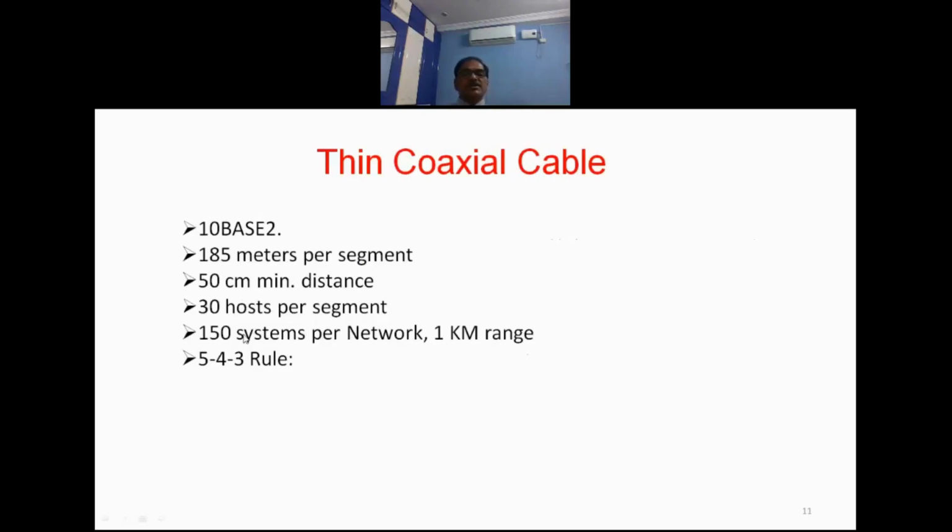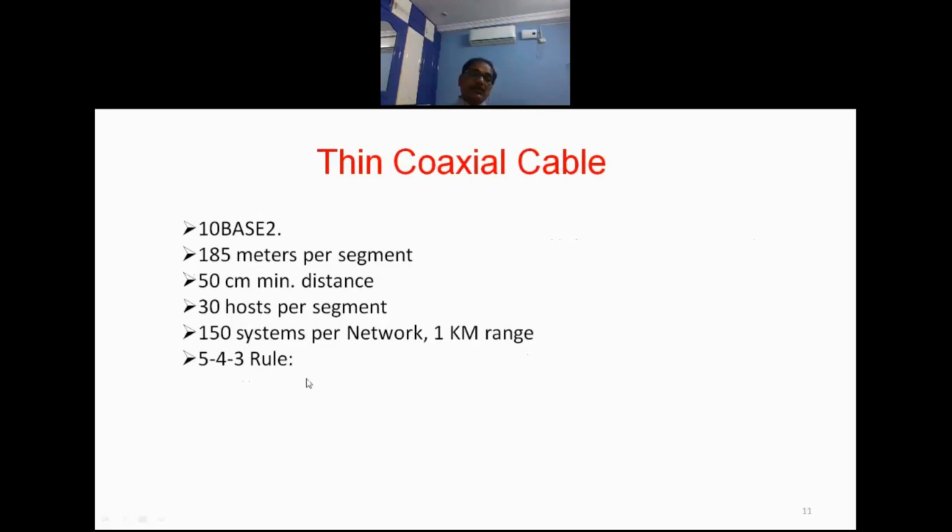So that is one requirement in this. So total we are going to have 4 repeaters in 5 segments, and 3 indicates out of 5 segments, 3 segments can be thickly populated. So 3 segments can be thickly populated means you can maintain the minimum distance between adjacent systems. So all 30 systems approximately 15 meters. Within 15 meters you can connect all 30 systems.